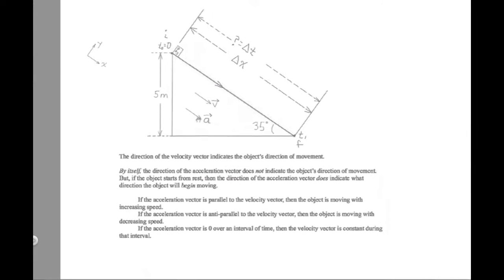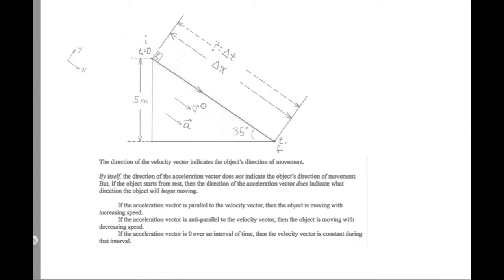Now let's ask if that makes sense. Do these velocity and acceleration vectors make sense? So what does this velocity and this acceleration mean? Well, the direction of the velocity indicates the object's direction of motion, so we know that we're moving down the inclined plane. And because the acceleration is parallel to the velocity, the object will be moving down the plane with increasing speed. We can say something extra though here.